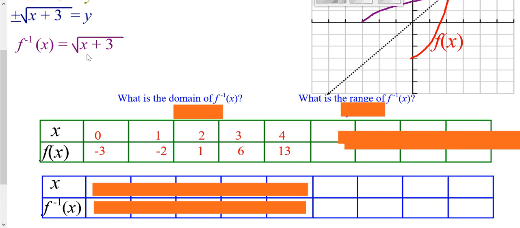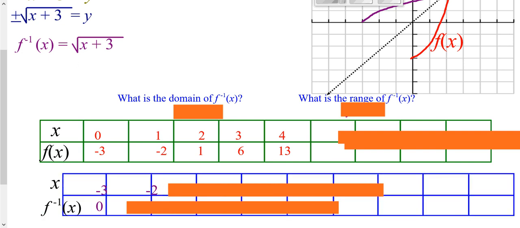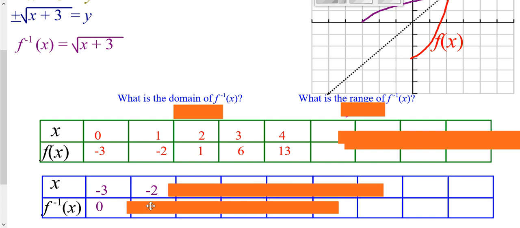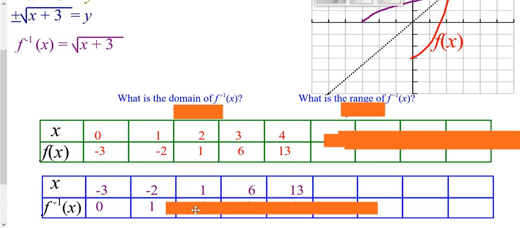So now, if this is our original, your inverse, remember, has to undo it. So in other words, we have to put in -3, and it should give us out 0. If we plug in -2, it should then give us out the 1, because our inverse has to undo what our original was doing. And so you can see then that your ordered pairs are pretty much just flipped.